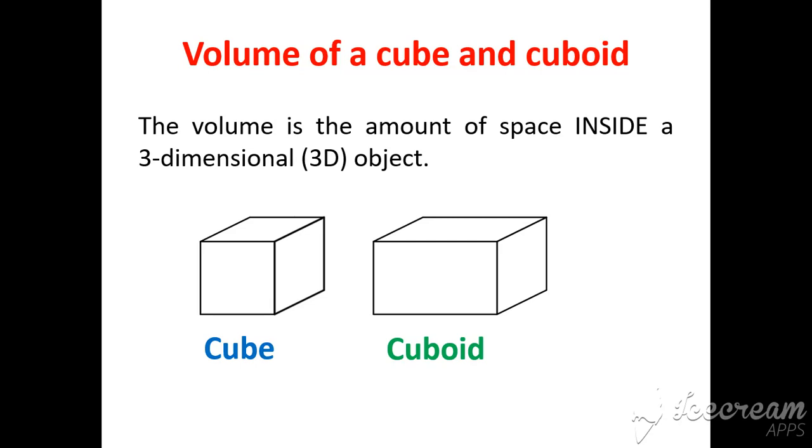Now, a cube is basically like a box, all sides are equal, all dimensions are equal. A cuboid is like a box where sides are different lengths.